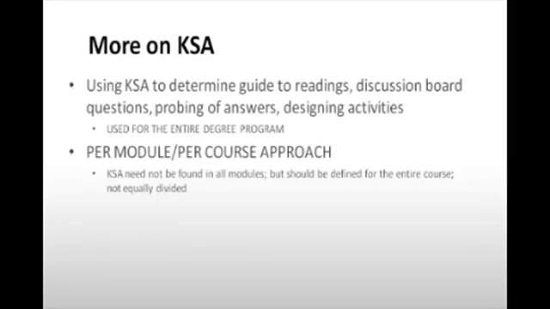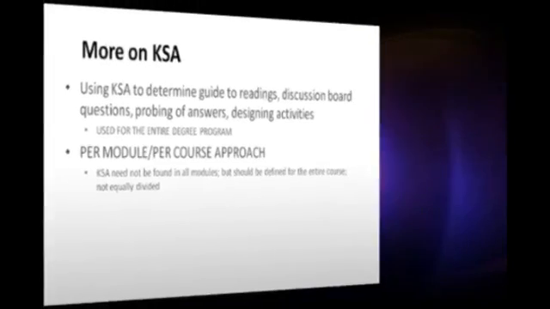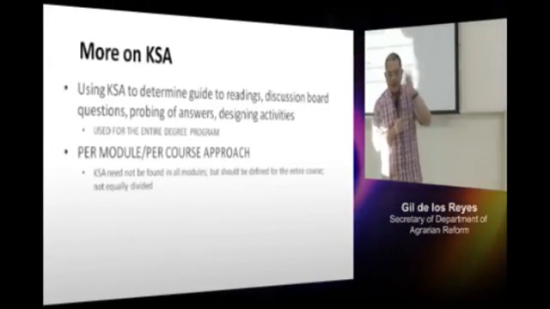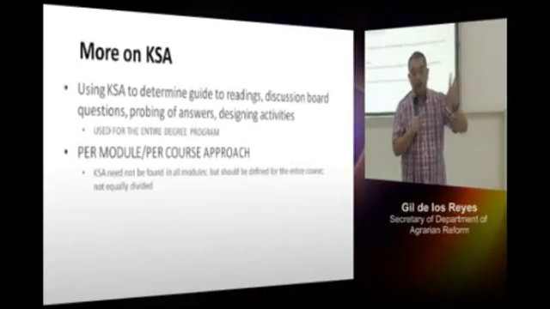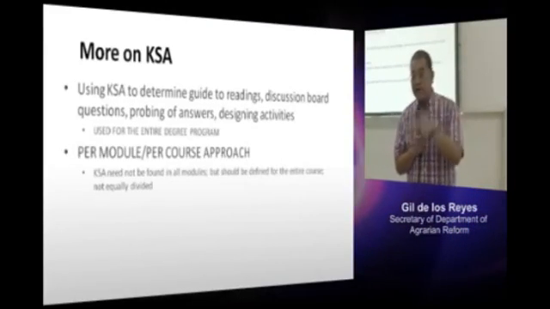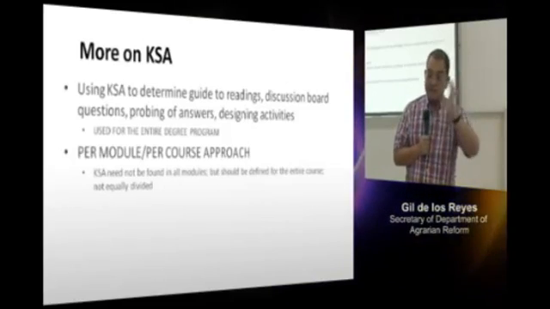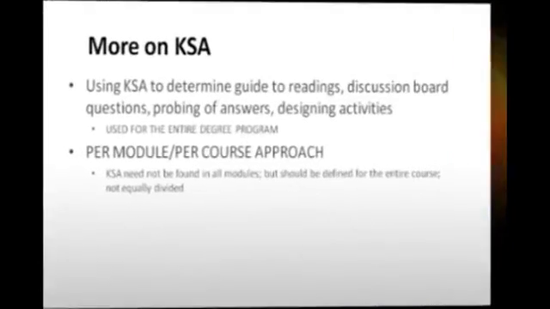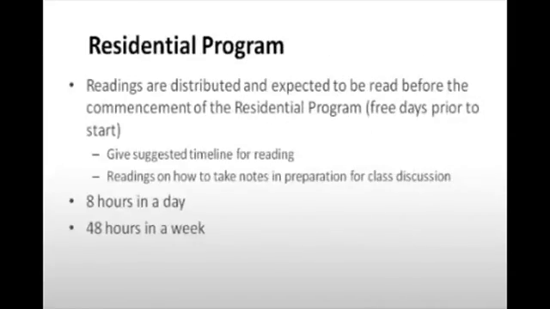So you do it on a per module, per course approach. In some modules, KSA will not be there, it's all K. Sometimes it's all S, sometimes it's all A. Sometimes it's more A's than S. But you've got to always get this going. Okay, so this is the residential program. Those are the things that we need to look at when we do the syllabus for these courses.